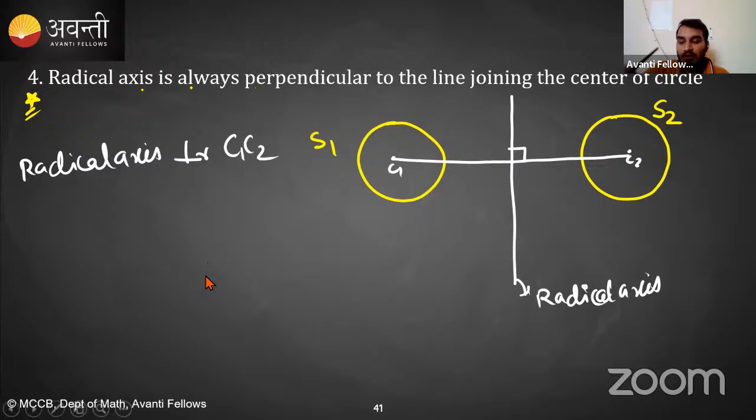Okay. So the first property was, if two circles are intersecting, then the radical axis is the common chord. Second property was, if two circles are touching each other, then the radical axis is the common tangent at their point of contact. Third property is, if two circles are separated, then the radical axis will pass outside of the circles. Fourth property is, the radical axis will always be perpendicular to the line joining the centers of the circles, C1 C2. Clear?